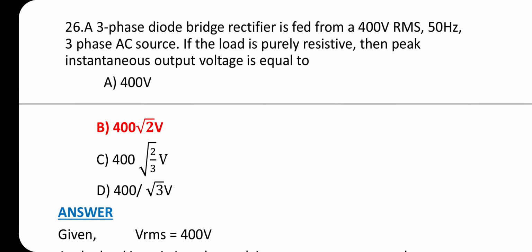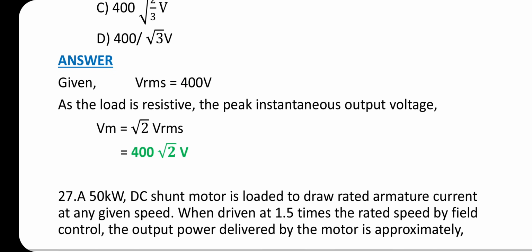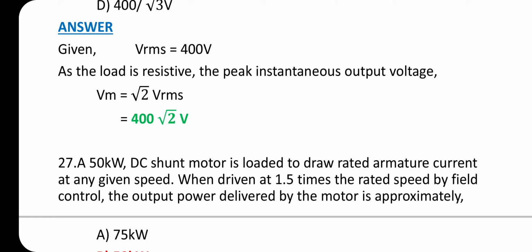26. A three-phase diode bridge rectifier is fed from 400 volt RMS, 50 Hz, three-phase AC source. If the load is purely resistive, then peak instantaneous output voltage is equal to, answer is option B, 400 root 2 volt. Given Vrms equals 400 volt. As the load is resistive, the peak instantaneous output voltage Vm equals root 2 Vrms. Substituting the value of Vrms, we get Vm as 400 root 2 volt.